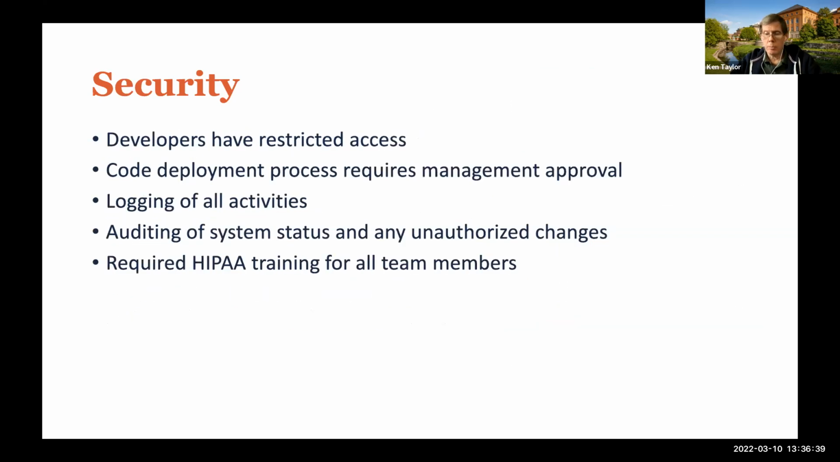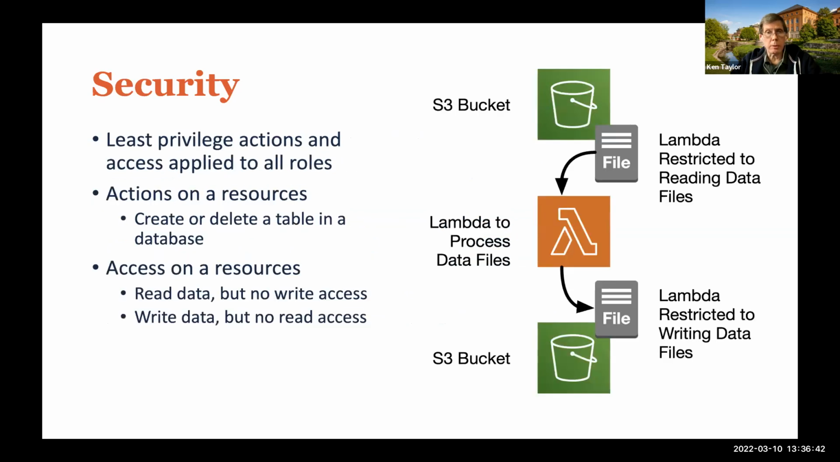We're also looking at least privilege, making sure that one process can read from a location but can't write back to it. And so making sure that you have read but no write, and write but no read access as the pipeline is progressing through.